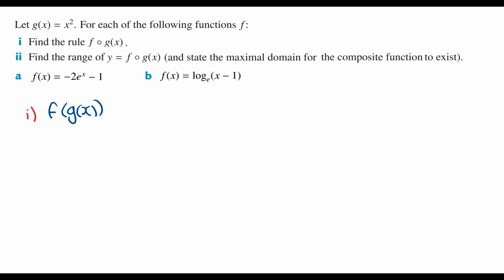And so f of g of x is going to be f of x squared. And so for the function f of x, we replace x with x squared. And so this is just going to be minus 2 times e to the x squared minus 1.